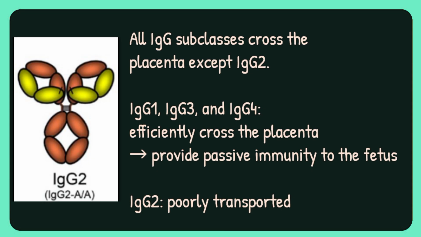All IgG subclasses can cross the placenta except IgG2. IgG1, IgG3, and IgG4 pass through efficiently, giving the fetus passive immunity, while IgG2 is transported poorly, offering less protection against polysaccharide encapsulated bacteria.